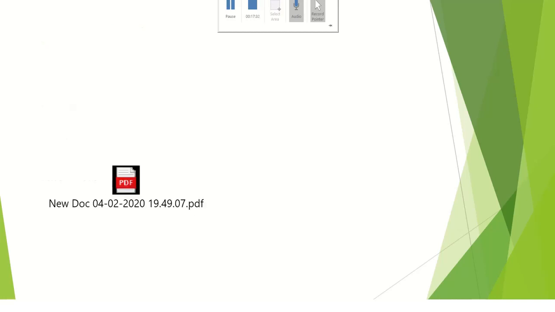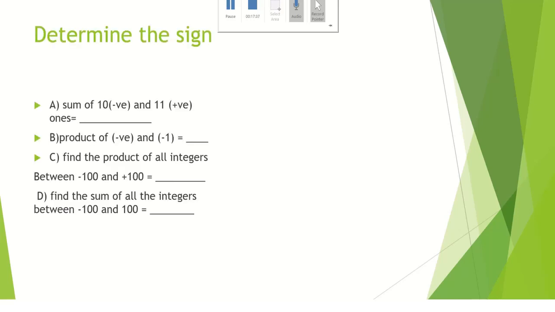So if you observe, here, sum of 10 positives and 11 negatives. Just take this one once, sum of 10 negatives and 11 positives. So the answer is positive. Product of negative and minus 1. So negative and minus 1, obviously it's a positive one.